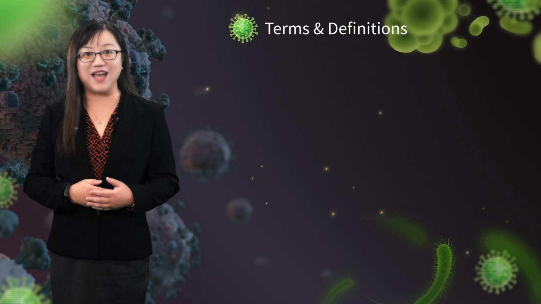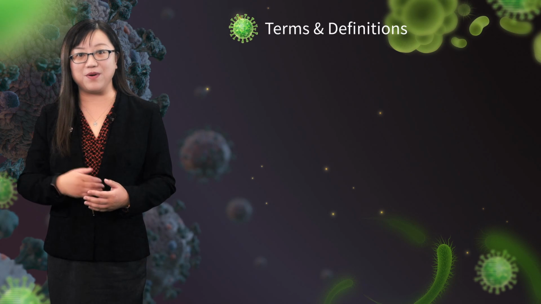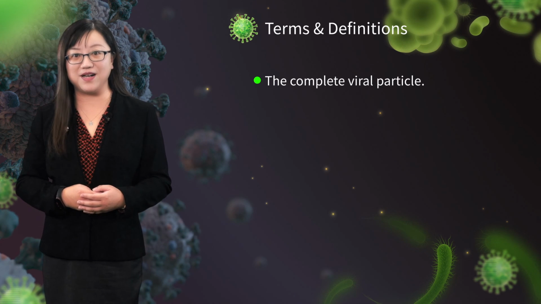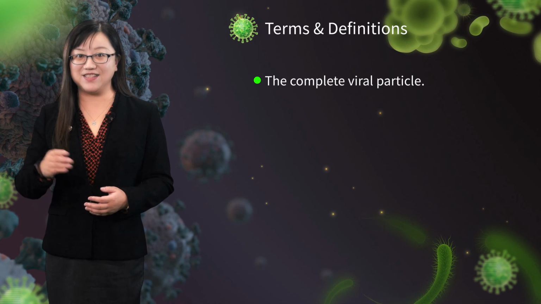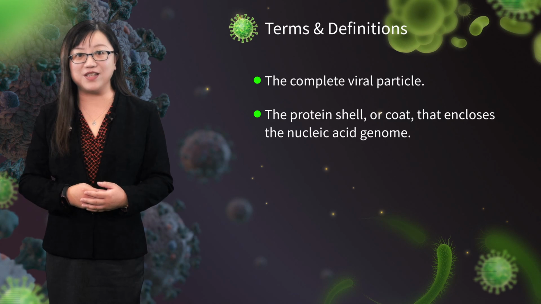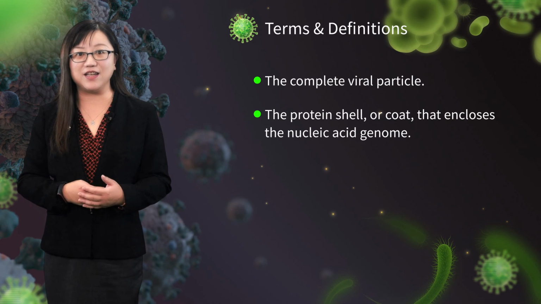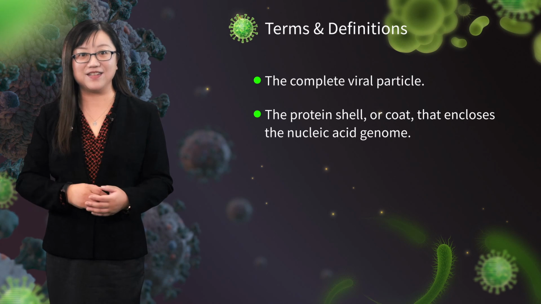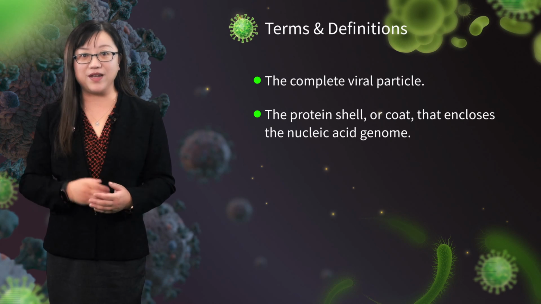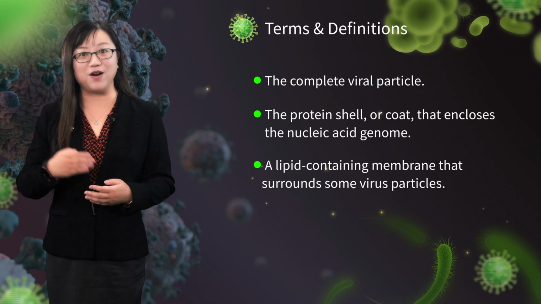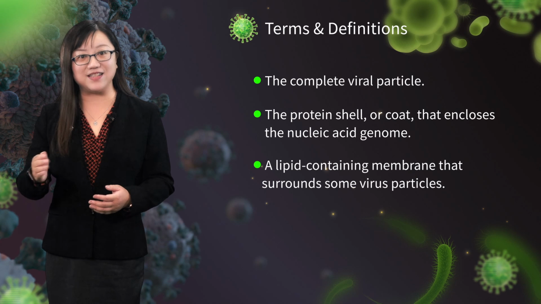Now is a short review time. Terms and definitions you should remember. First one, the complete viral particle, right, is virion. Number two, the protein shell or coat that encloses the nucleic acid genome. Yes, capsid. Number three, a lipid-containing membrane that surrounds some virus particles. Right, envelope.